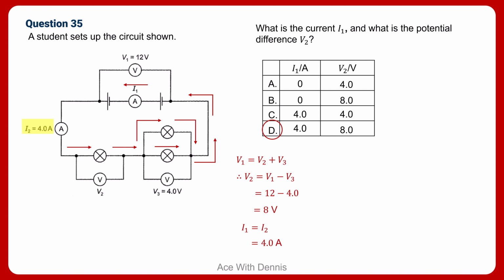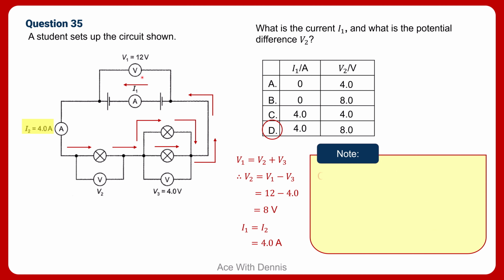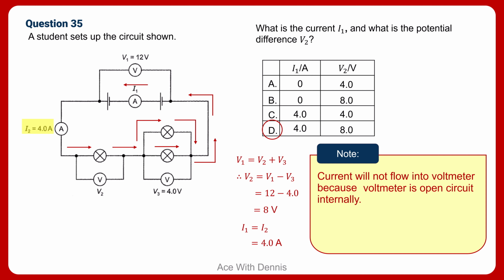You might be wondering if there is any current flowing into the voltmeter here, and the voltmeter here, and also the voltmeter here. Especially the voltmeter here. So do take note that current will not flow into the voltmeter because the voltmeter is open circuit internally. On the other hand, current will flow through the ammeter because the ammeter is short circuit internally.